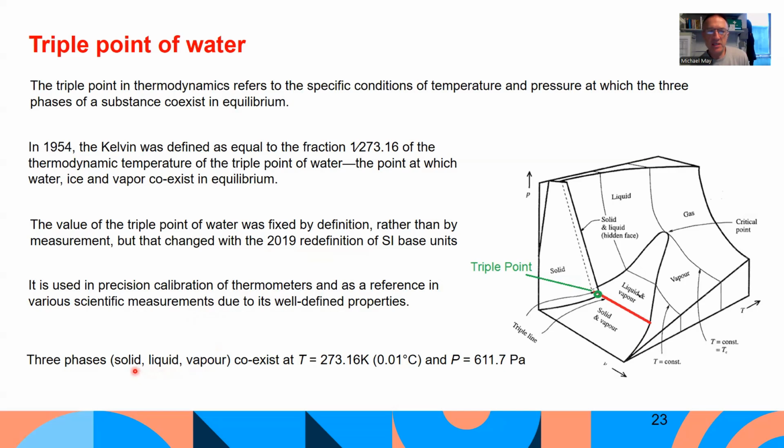So the three phases, solid, liquid, and vapor, coexist at 273.16 kelvin, which is 0.01 degrees Celsius, and at a pressure of 611.7 pascals.